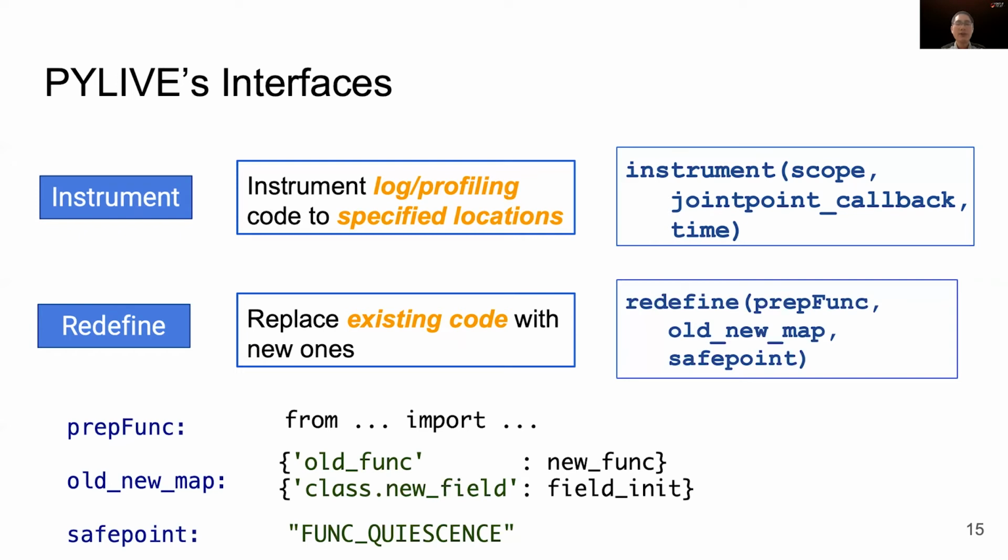Prefunc is a user-defined Python function that engineers need to provide, and it is executed before making the change. Old-new map is a key-value dictionary that specifies the change. Each pair specifies an old function that needs to be replaced by a new function. To add a field to a class, you can also specify the field name and its initialization code, like the second line. Finally, safe point defines at which execution point it is safe to apply the specified change. We will introduce it later.